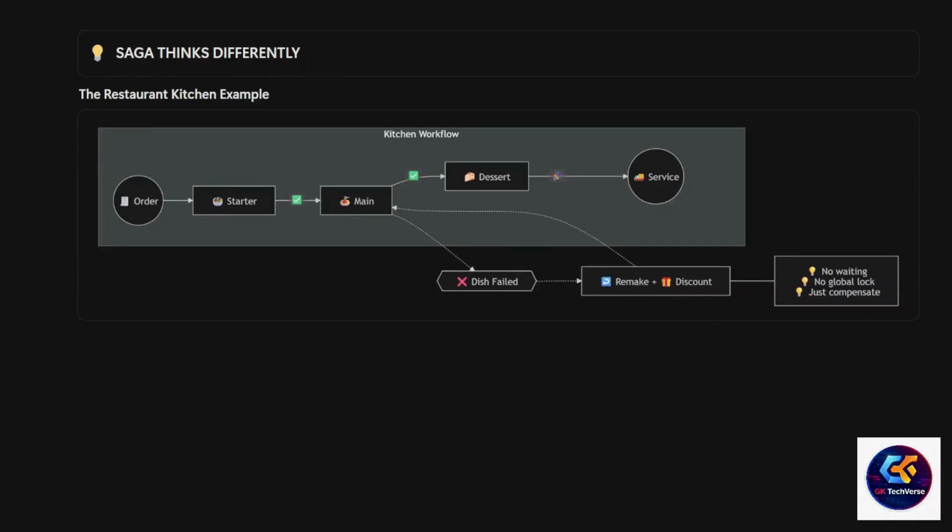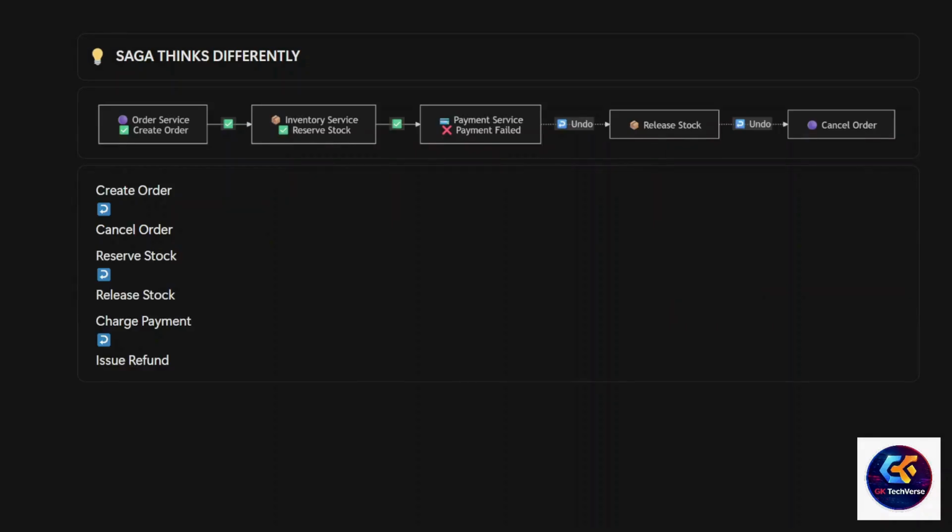That is the Saga pattern. A sequence of local transactions, each independent with a defined compensation step for every action. If something fails halfway, you do not roll back the database. You run compensating actions to undo the business effect. No locks, no waiting. The system keeps moving. That is the entire mindset behind the Saga.